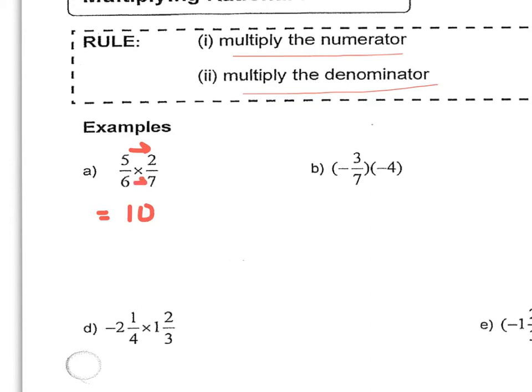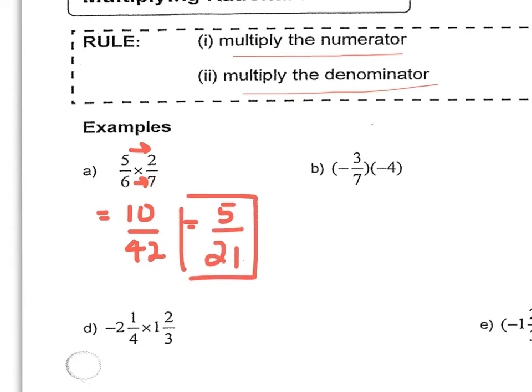Okay, and then 6 times 7, which also gives us 42. Okay, and like always, you need to reduce. So you take a look at this, and the greatest common factor between these two values is just 2. And that would give us a 5 over 21. Okay, and that would be our final answer for that one.